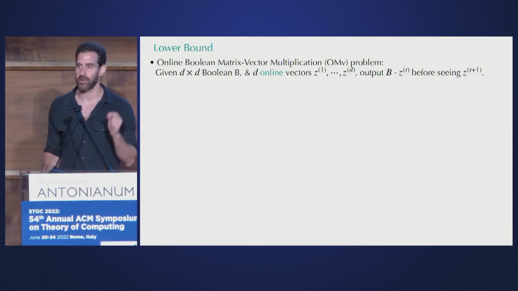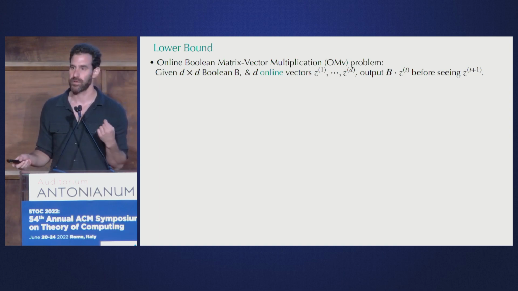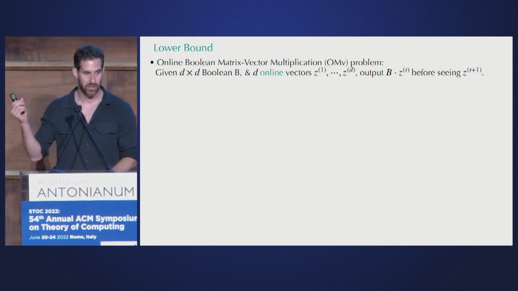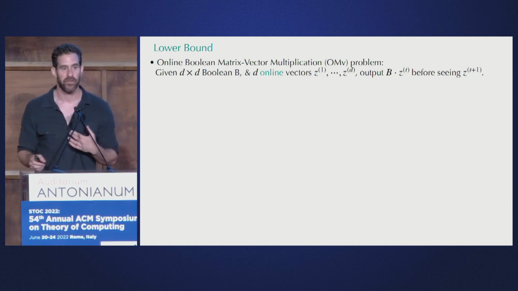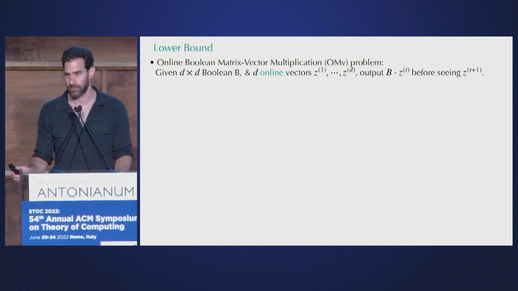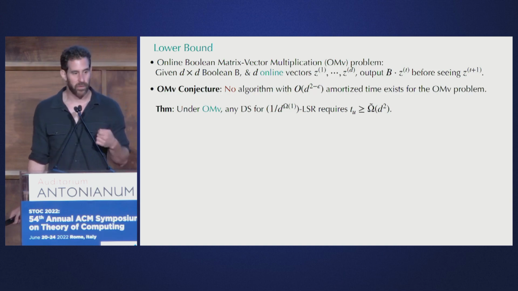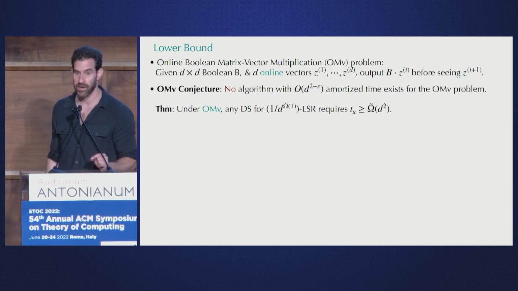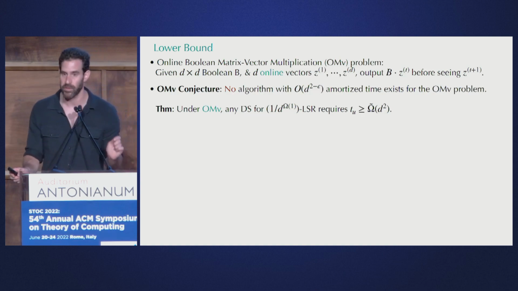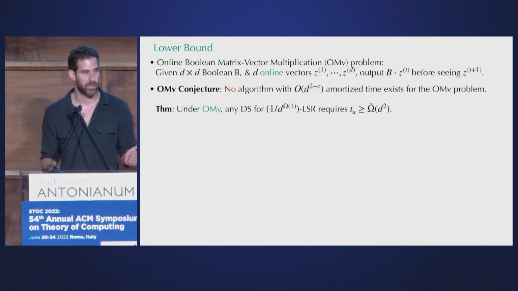All right, so let me just sketch the lower bound, because unfortunately I won't have much time for that. Remember that the online matrix vector conjecture postulates that even over the Boolean semiring, we cannot multiply an arbitrary Boolean matrix by a sequence of n vectors faster than n squared time. Our goal is to prove that under this conjecture, if we have a too good to be true dynamic least squares regression data structure with high accuracy, which maintains a high accuracy polynomial approximation, then we can break the OMV conjecture. Does that make sense?